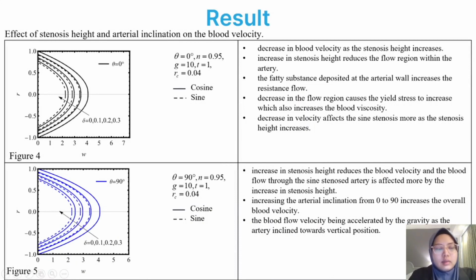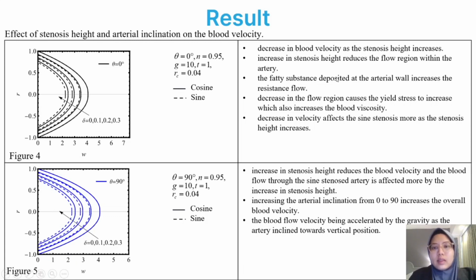So next is the result. First, we would like to look at the effect of stenosis height and arterial inclination on the blood velocity. In figure 4 here, we can see that the increase in stenosis height decreases the blood velocity. The increase in stenosis height reduces the flow region within the artery, and the reduced flow region causes the blood to have less space to flow. That's why the velocity reduces.